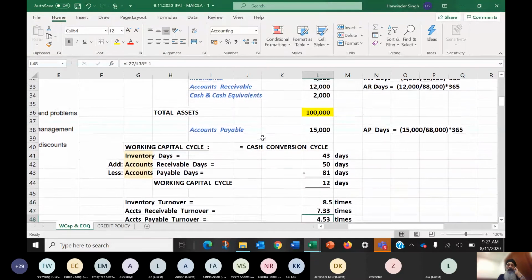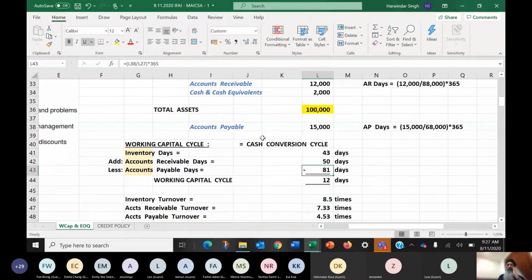Okay, so if we add up these three numbers, inventory days plus accounts receivable days and plus the minus of accounts payable days, we will get the working capital cycle. So you see, for this little example, on average, every batch of stocks, their money is tied down for about 43 days. On average, people take 50 days to pay them based on the numbers. And altogether, that's 93 days.